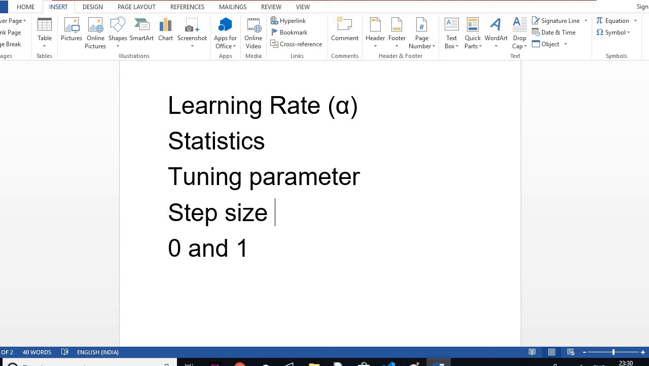So that's all about this video. In the next videos we will get into the complete details of the gradient descent algorithm and how we are going to implement it in Python. All these aspects we will be covering in the next videos.